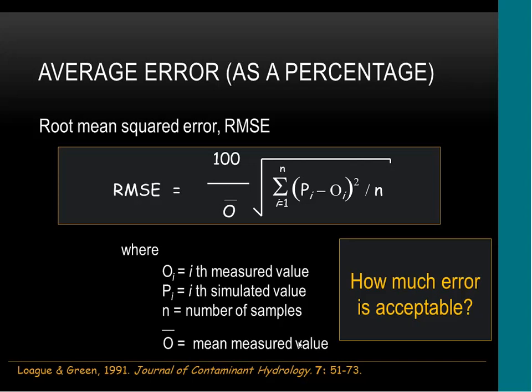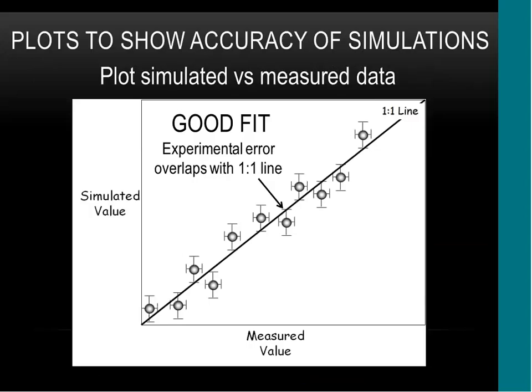So there's no point in trying to simulate something which has a much greater accuracy than you're able to apply in the real world. So one way of determining acceptable error is to look at the real world application, which I'll come on to in a moment. And another way is to assess what the natural variation is within the population that you're trying to simulate.